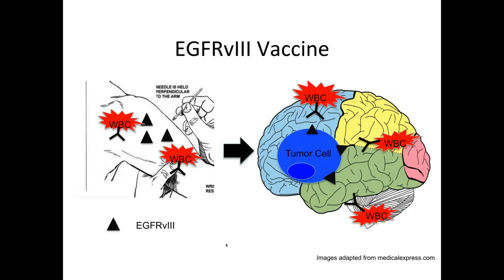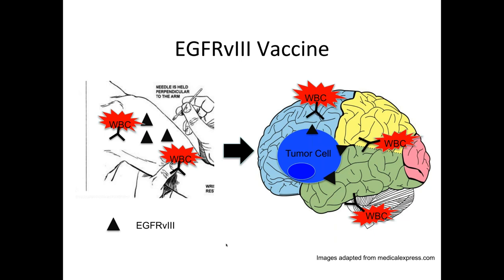It's called EGFRvIII, which is represented here in these black triangles. And it turns out that this protein is uniquely expressed on cancer cells, but not on human cells. And it turns out that if you inject this protein, much like a vaccine, into a patient, your immune cells will come in and pick up that peptide. Essentially, they would be those yellow cells from the slides that I showed earlier. Those are the antigen-presenting cells.